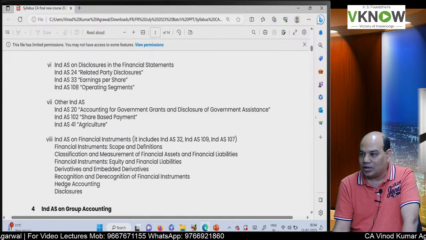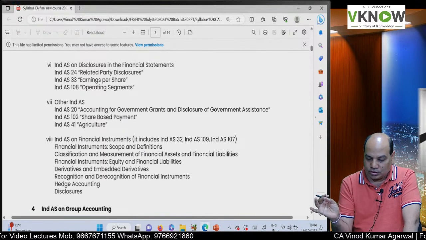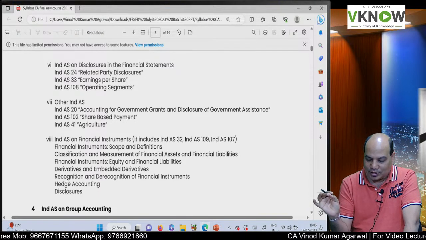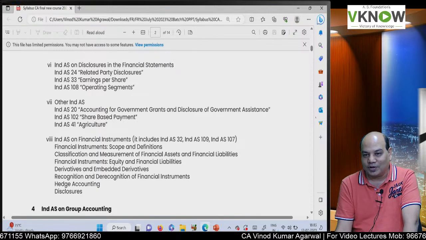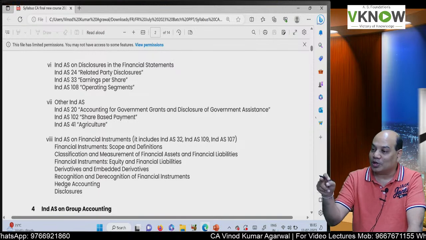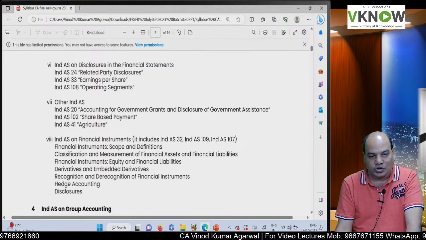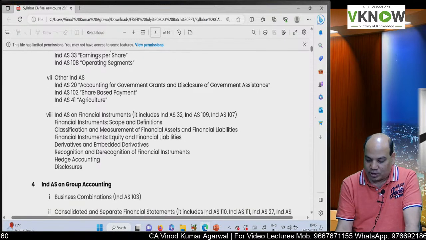Then there are some standards which deal only with disclosures. Good news, they are very easy. Ind AS 24, related party disclosures. Ind AS 33, earnings per share. But this time earnings per share will be a little difficult because you also have to calculate EPS of a consolidated financial statement. And Ind AS 108, which deals with operating segments. Very easy, like a segment report.